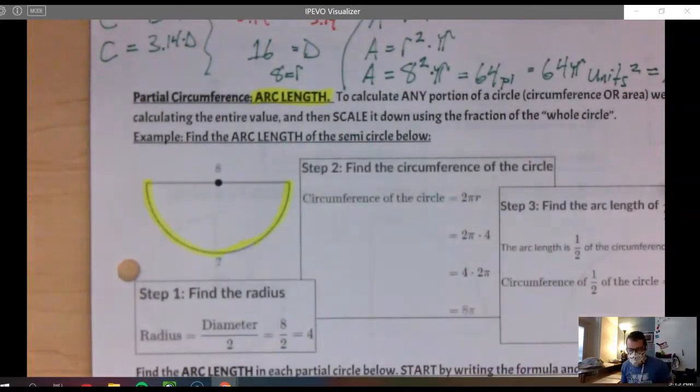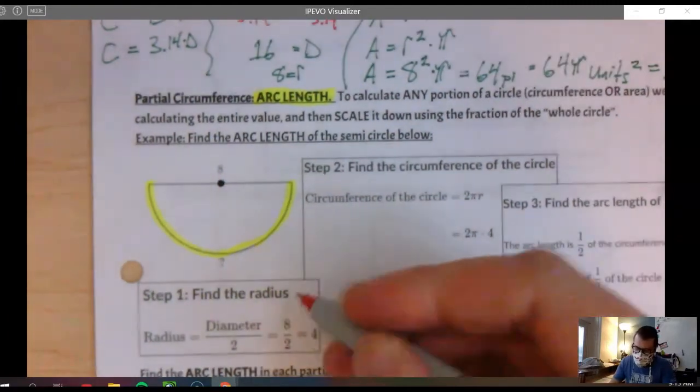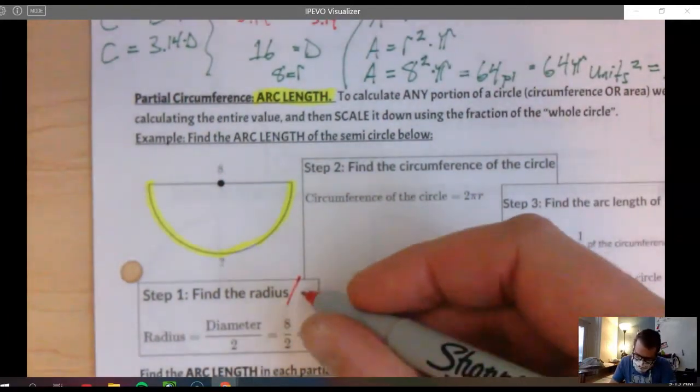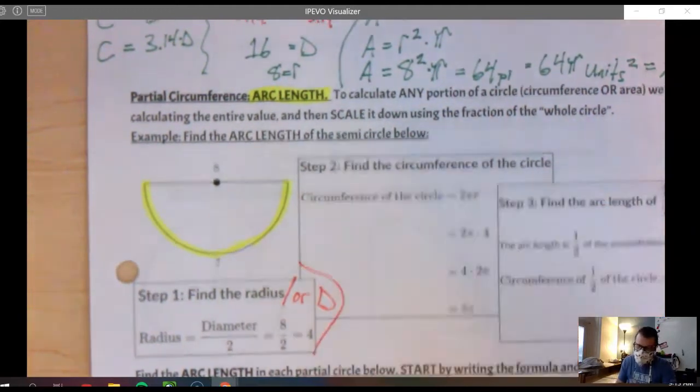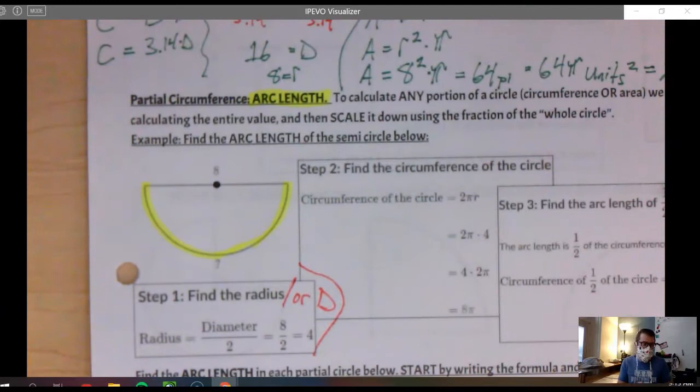You're welcome. But I do want you to write, where it says find the radius or diameter, whatever we don't have, if you're given the diameter, think about what is my radius. If you're given the radius, think about what is my diameter. Depending on what you're solving, you'll either need radius or you'll need diameter, right?